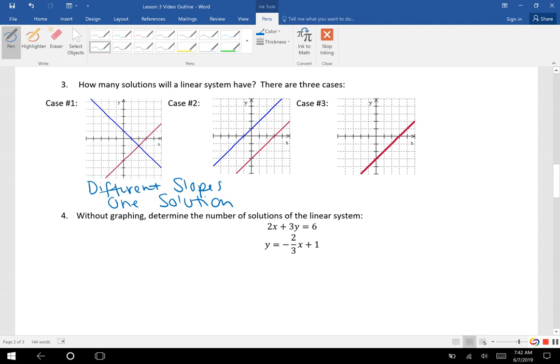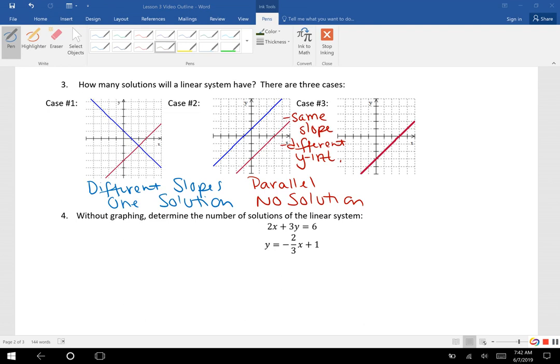The second thing that could happen is you could end up with parallel lines, and that's what I have shown in that second graph. Parallel lines are never going to cross, and in that case you would have no solution. Two lines are parallel if they have the same slope. They're slanted in the same direction, but notice they have different y-intercepts.